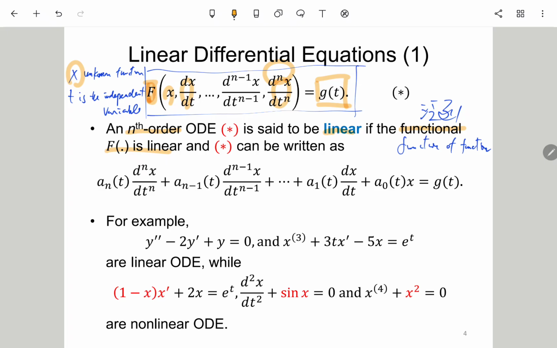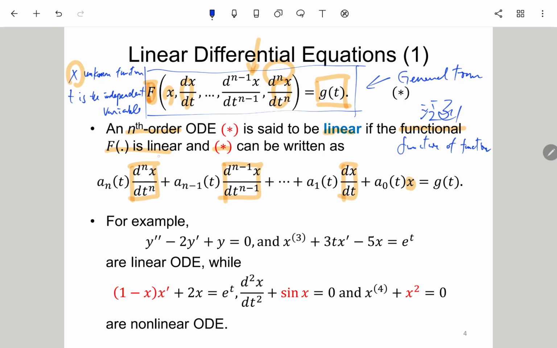Here it can be written as we only have this single term, just as what I mentioned. This is the general form. It does not necessarily have to be linear here. It can have x squared or sine of x, something like that, which makes it not linear.